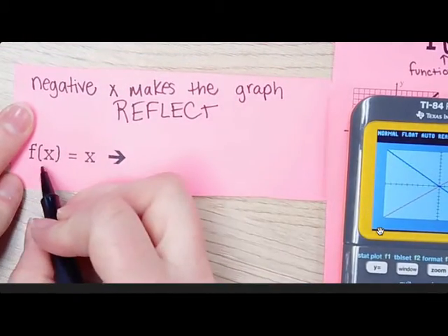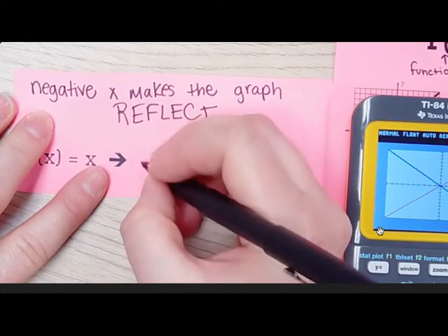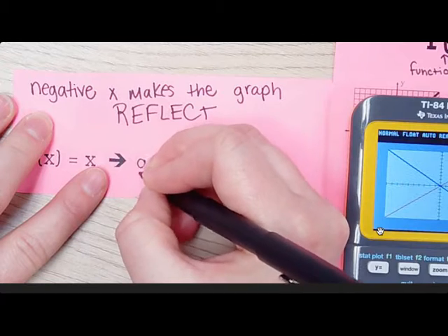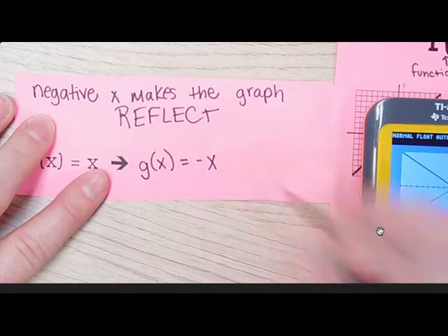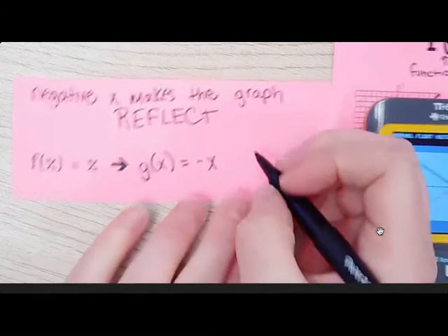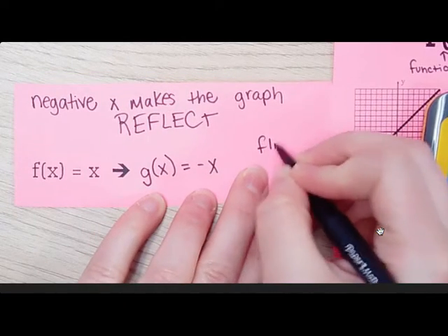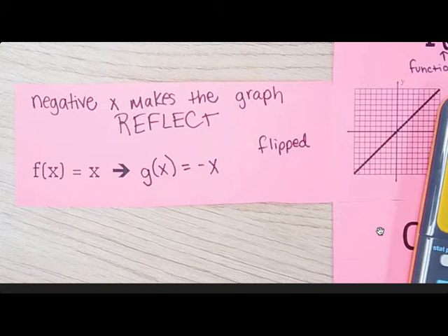So we are going to write f of x equals x, and then it transforms to, we're going to name this one g of x equals negative x. So that's a reflection. It flipped it. So I'm going to put over to the side, flipped. So reflect or flip, we can use either one of those words. Make sure you're getting this down.